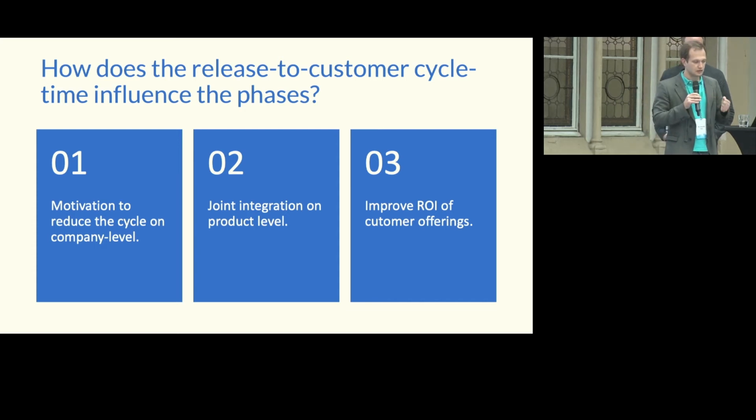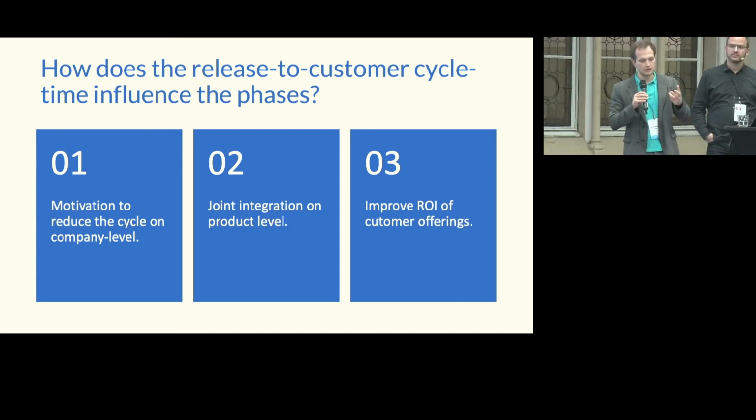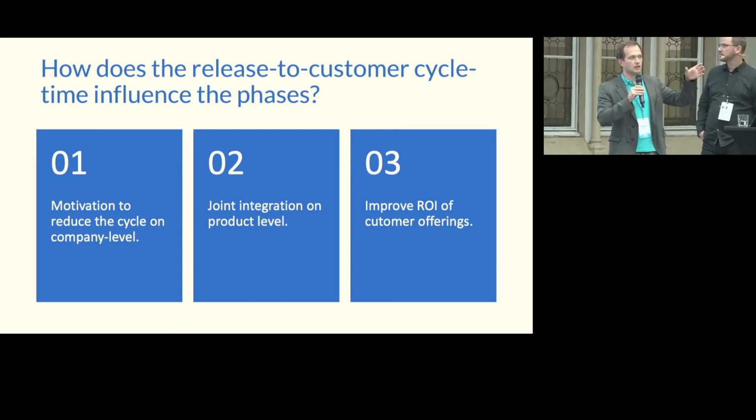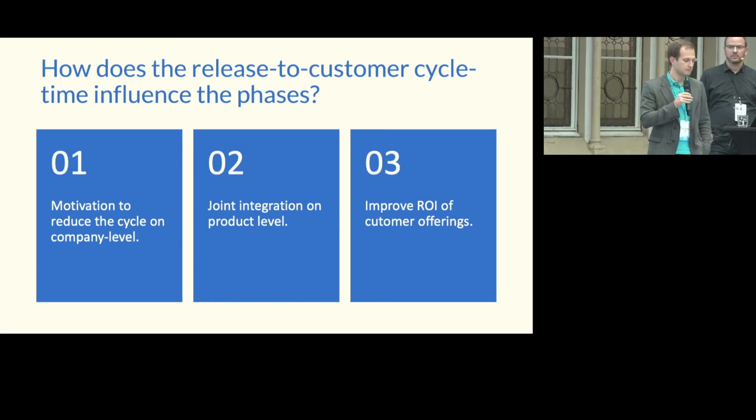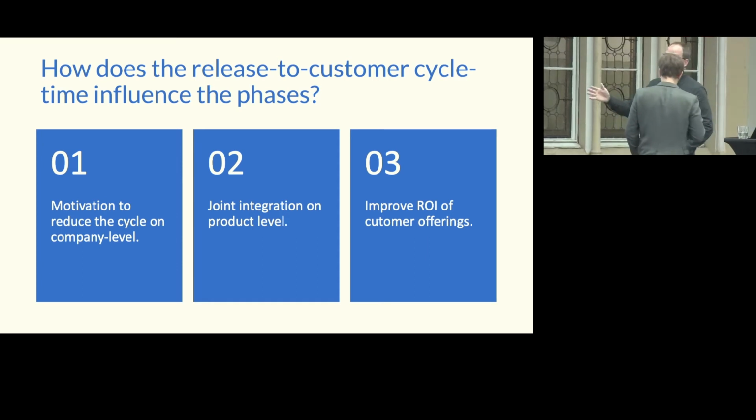So, release to customer cycle time can highly influence those phases and how you deal with them, because if you shorten the release to customer cycle time, how you do research, how you do development, how you release and maintain the stuff becomes easier. Batch sizes become smaller, and therefore the throughput is faster. Idea to release.